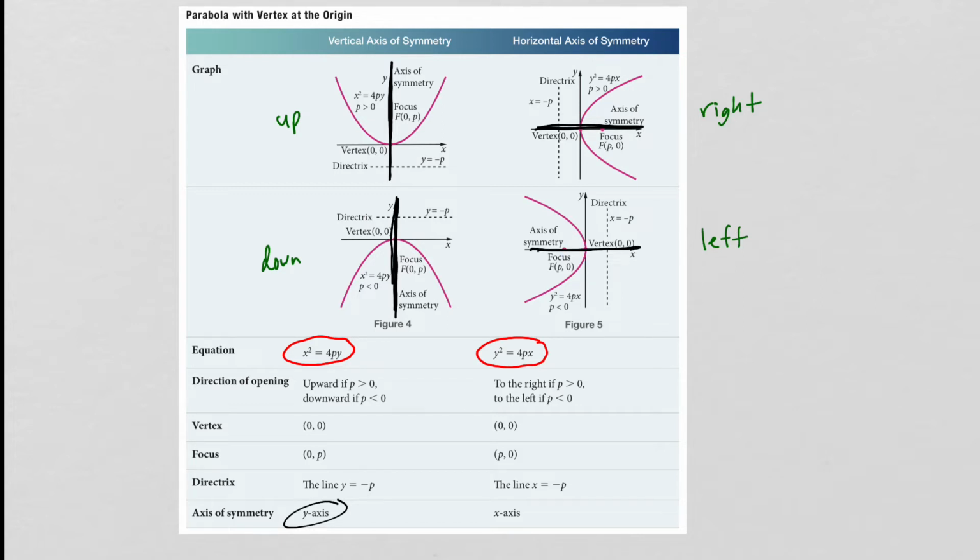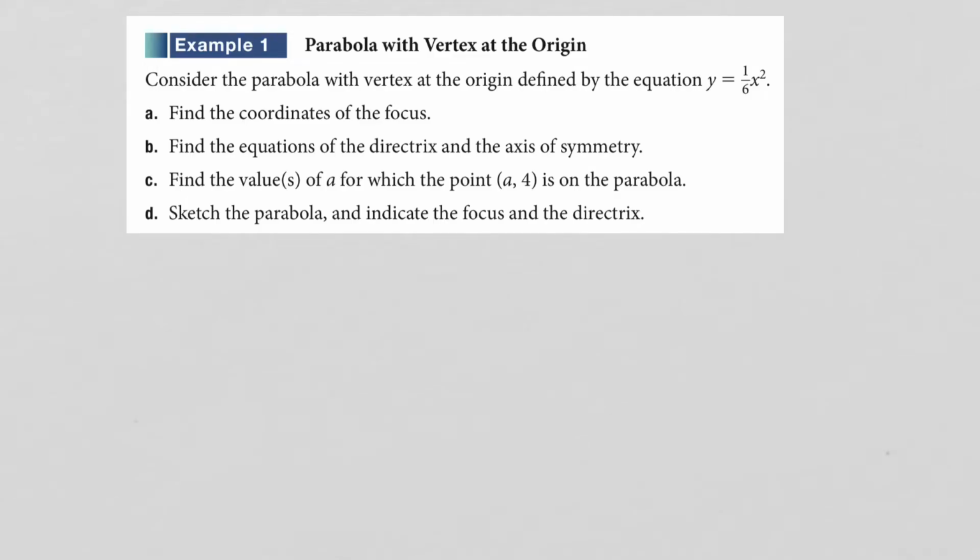Okay, let's take a look at an example. In our first example, it says, consider the parabola with the vertex at the origin defined by the equation y equals 1/6 x squared. They want us to find the coordinates of the focus, find the equations of the directrix and the axis of symmetry, find the values for a at which the point (a, 4) is on the parabola, sketch the parabola, and indicate the focus and the directrix in that sketch. Okay, there's a lot to do here.